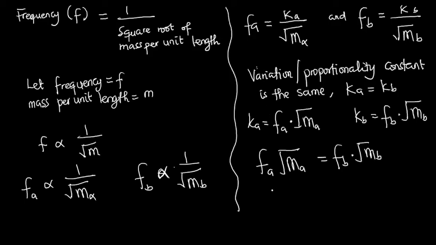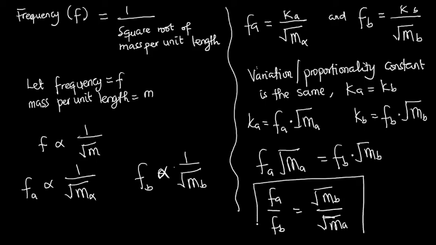If we divide this side by f of A, we need to divide this side by M of B. In that way, if we maintain the f of A over here, we are going to have f of A on f of B equal to the square root of M of B on the square root of M of A. So this becomes the expression to show the relationship between two strings having frequency and their mass per unit length.